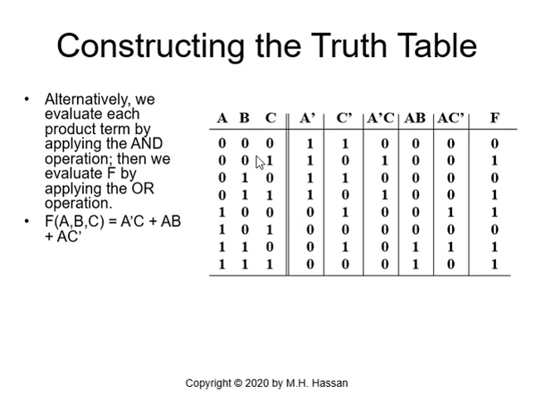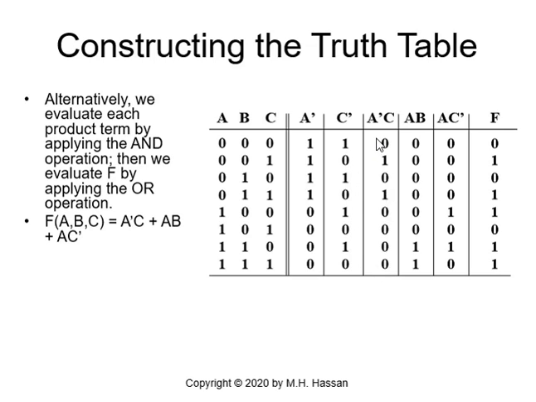For instance, to find A prime, we will find the complement of the function, so we will complement every value of A. So 0 will become 1, 0 will become 1, 0 will become 1, 0 will become 1. Then 1, 1, 1, 1 will become 0, 0, 0, 0. The same thing for the C. It is 0, 1, 0, 1, 0, 1, 0, 1. It will become 1, 0, 1, 0, 1, 0, 1, 0.